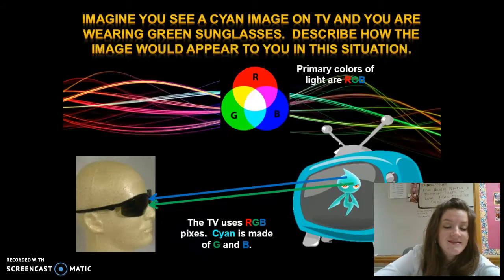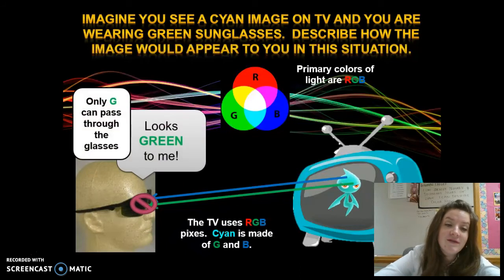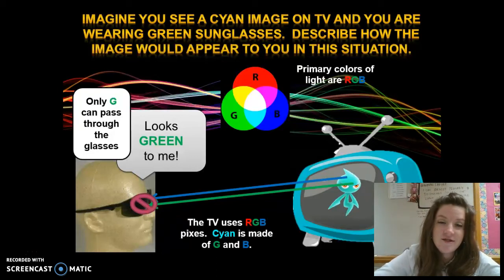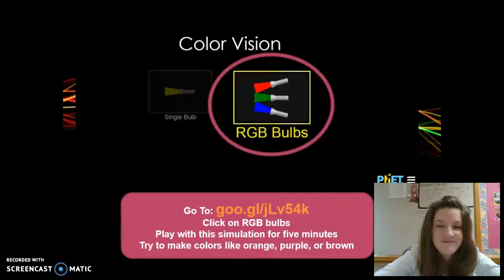Finally, you're wearing green sunglasses, so that's only going to let the green light go through. The blue light's actually going to be filtered out. So even though the image that's on the screen is cyan, only the green light's going to get through your green sunglasses, and the image on the screen is going to look green to you instead of cyan because it's filtering out the blue. If you need to, pause and rewatch that section so that it makes sense to you.